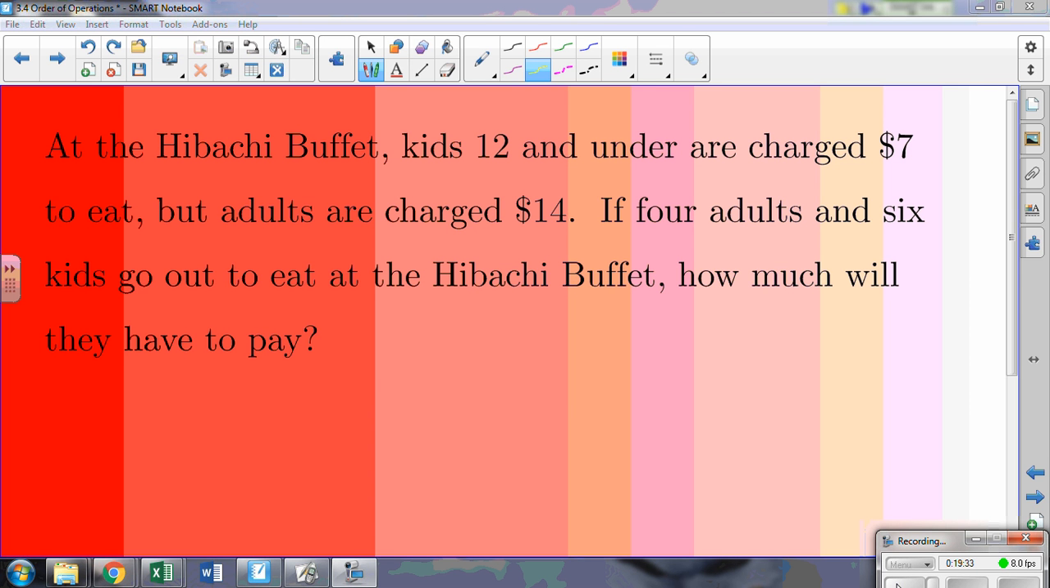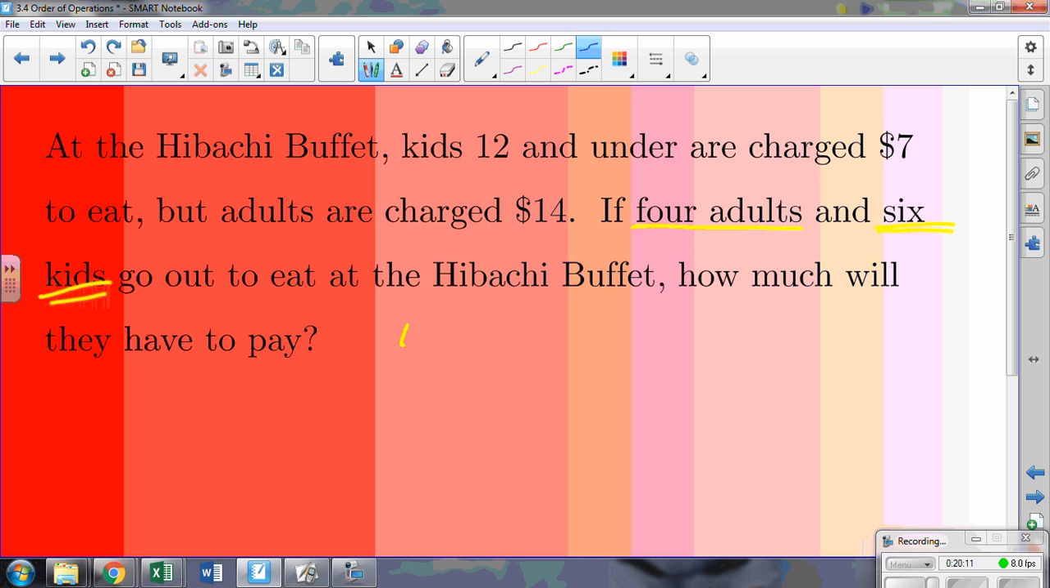Last problem. How does the order of operations play a role with word problems? Basically, how can you use this in your day-to-day life? Well, let's say you decide to go out to the hibachi buffet. At the hibachi buffet, kids who are 12 and under are charged $7. But all the adults are charged $14. So if we have 4 adults and 6 kids go out to eat, what's it going to cost you?